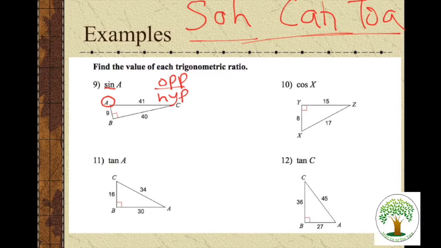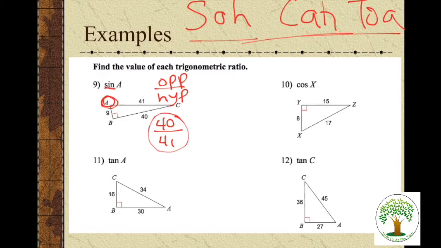What's the opposite of A? 40. And the hypotenuse? 41. Very good. That's our answer. Be careful, though. Can you reduce 40 over 41? No. But if you can, you need to. So be careful because there's some down here that we're going to have to reduce.